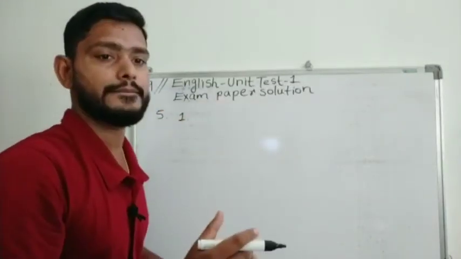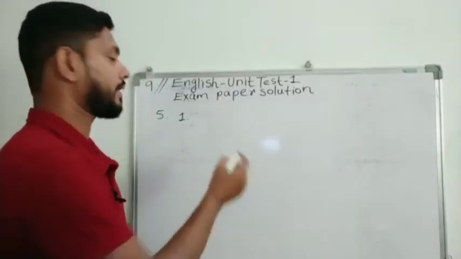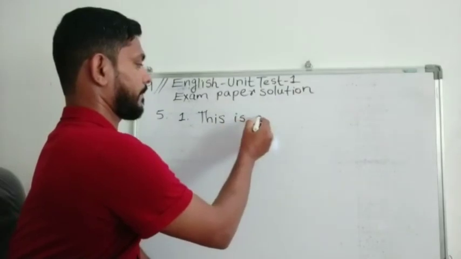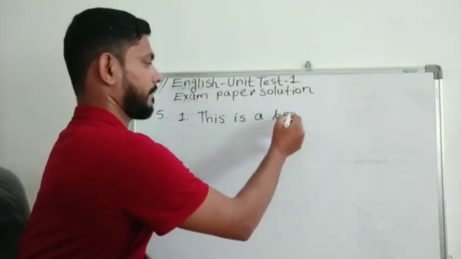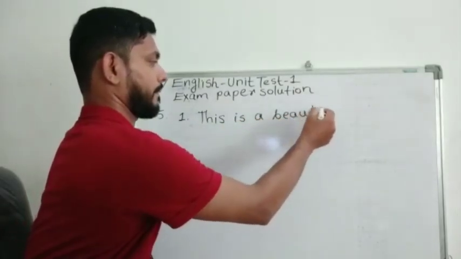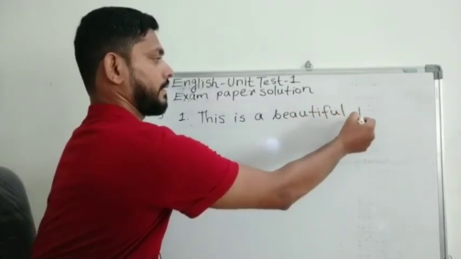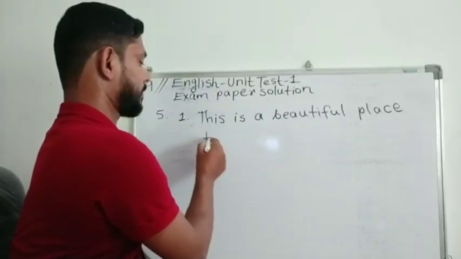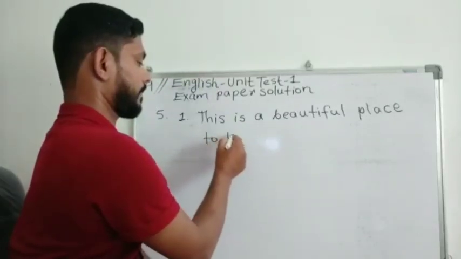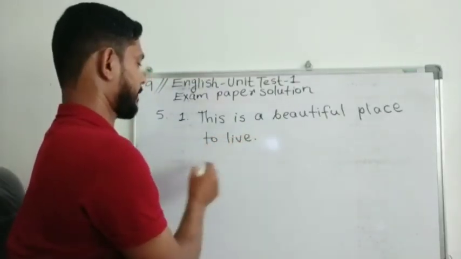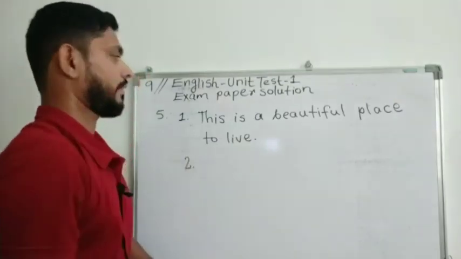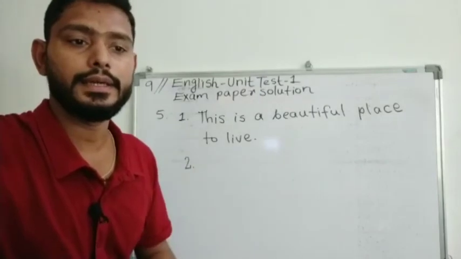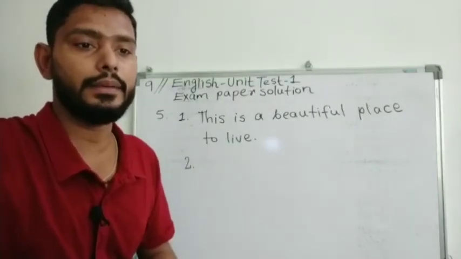Let's see. This is a beautiful place to live. You can write down. To live is an infinitive verb, and here it is a comment. I have given a comment.